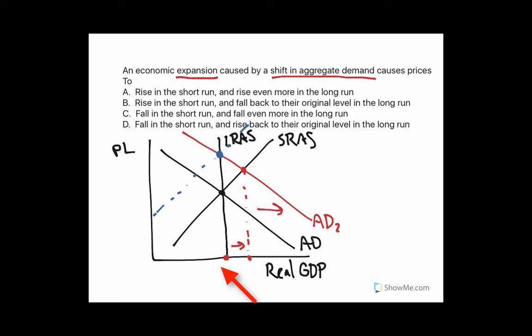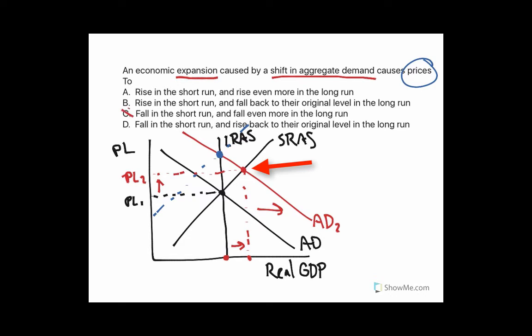So the question asks about prices, and it asks what happens to prices in the short run, what happens in the long run. So we have three sort of equilibrium here. This first one is before any shift happens at all. So we'll call that price level 1. In the short run, we shifted here. So we'll call that price level 2. So we see that prices rose in the short run.